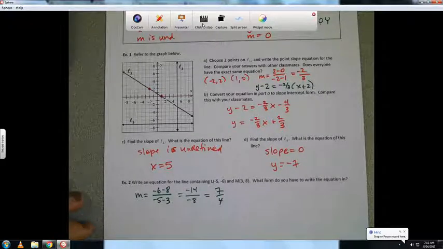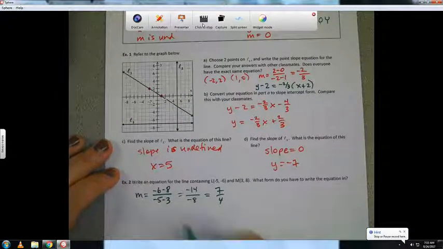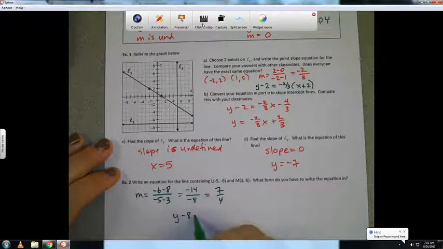What point do I want to use? I'm going to go ahead and use the point-slope form. Making sure I'm not missing anything here. I think we look pretty good. So I'm going to go y minus 8 equals 7/4 x minus 3.